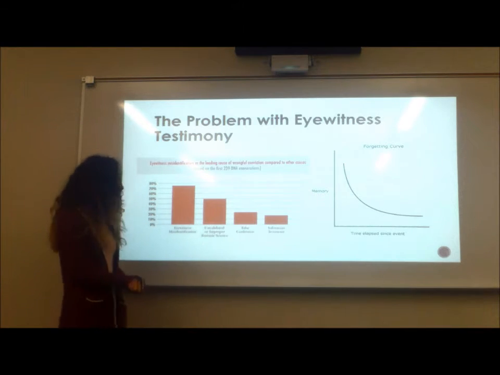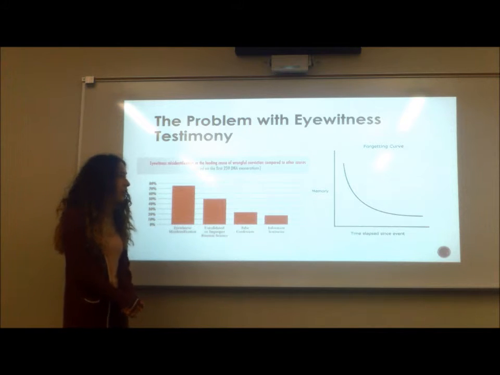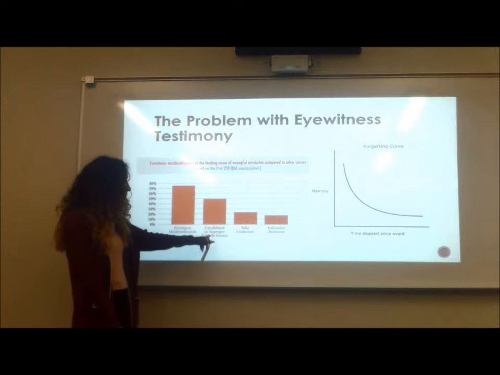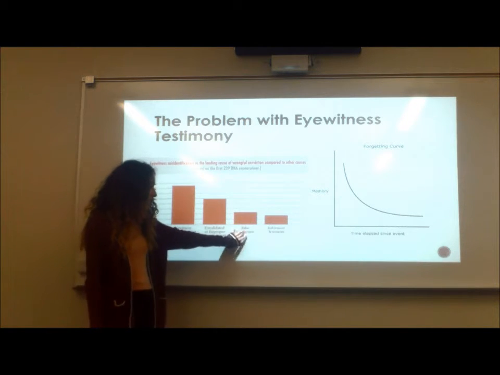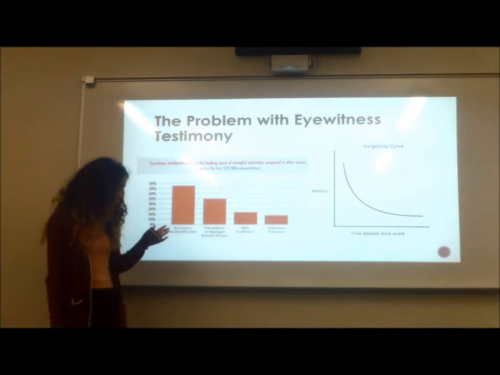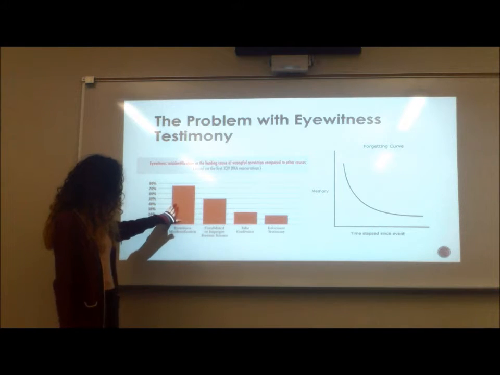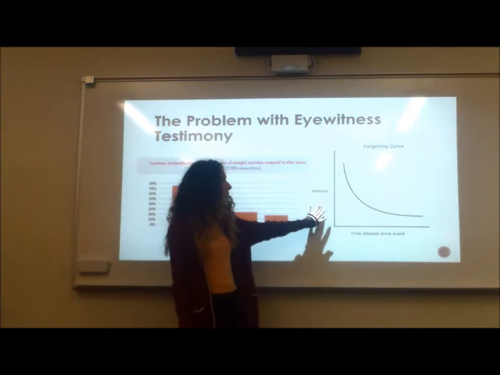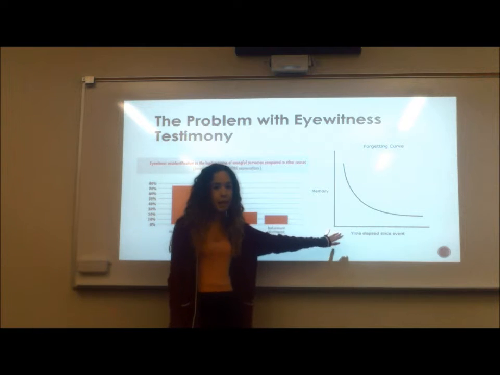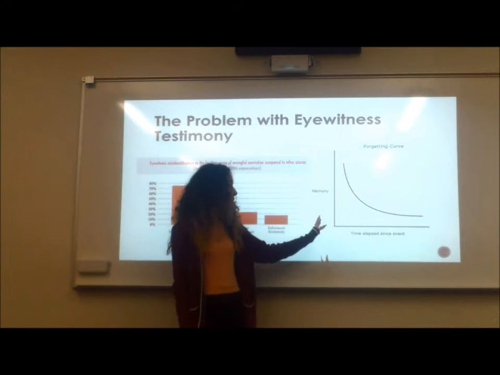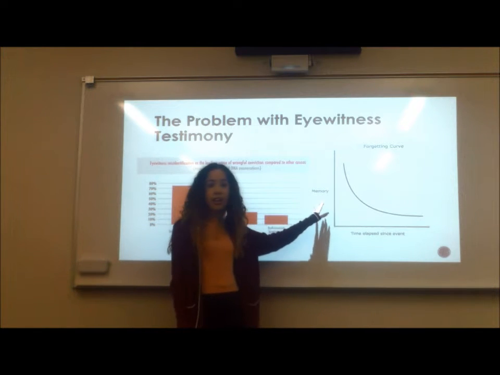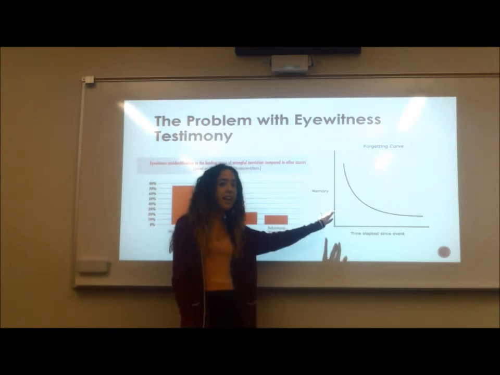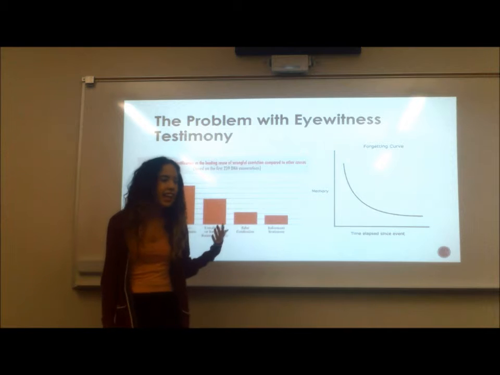So there's multiple problems with eyewitness testimonies, and according to this chart, eyewitness misidentification is the leading cause of wrongful conviction compared to other causes, and that's even over unvalidated or improper forensic science, false confessions, or wrongful informant testimony. So eyewitness misidentification is the top cause for people being wrongfully convicted, which is pretty crazy to think about. And then this chart shows the forgetting curve between memory and time elapsed since the event. So the longer the time since the witness saw the crime, the more their memory fades and the more inaccurate their memory becomes, just because they were forgetting the details of what they saw.